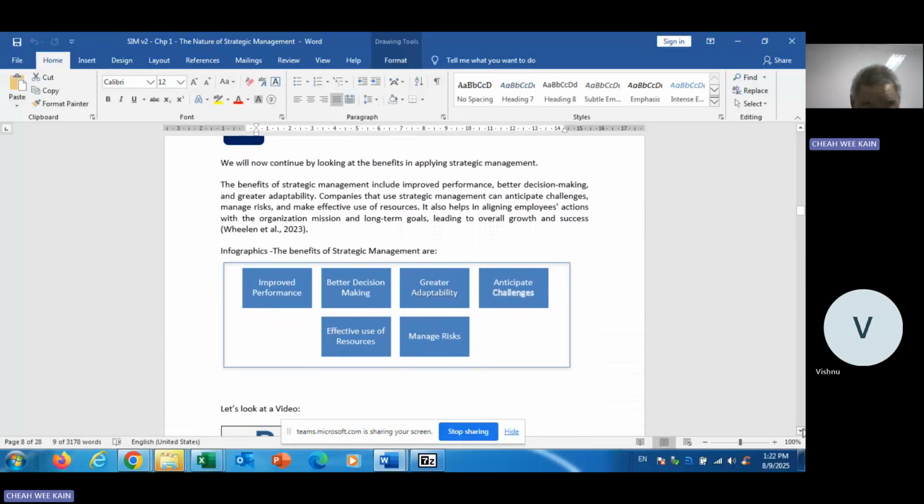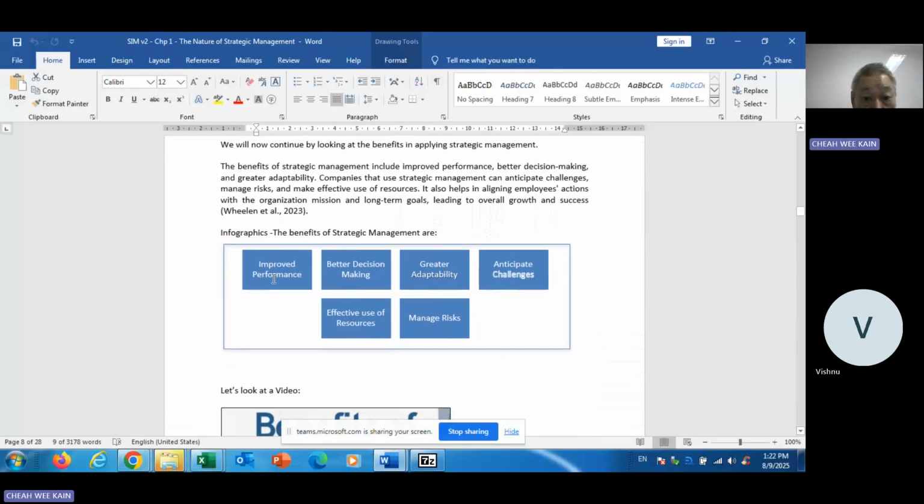improved performance of the company. The company can make better decisions. It's like a steering wheel. You can make a decision, adjust a little bit, left or right, because of the road conditions, or maybe there's a pothole in the road, right? Or you have greater adaptability because your strategy will have considered the forecast, what is going to happen, and anticipated challenges, for example from your competitor, and effective use of resources, because your resources, like I say, are always limited.